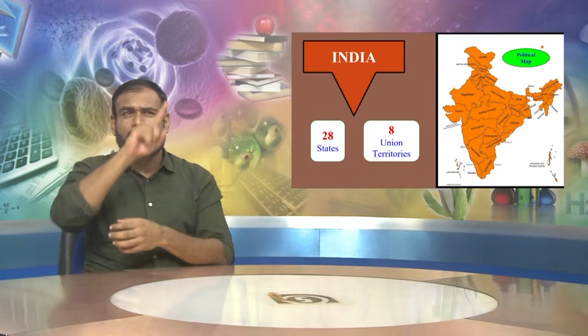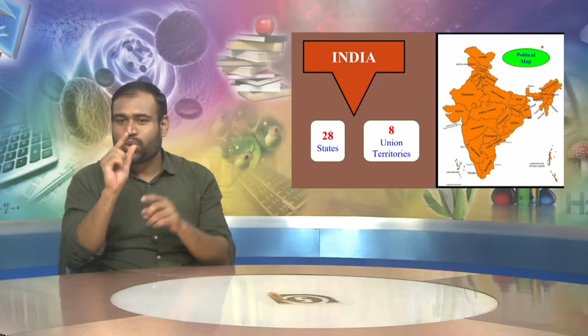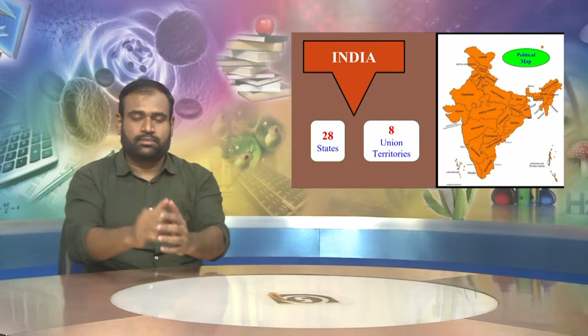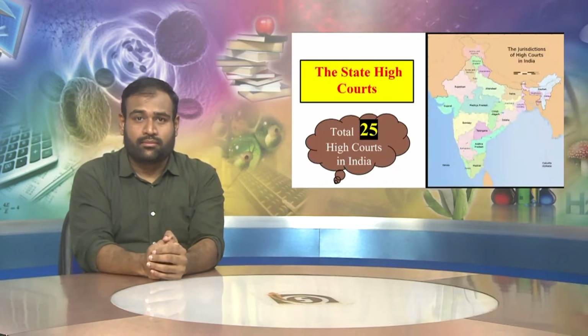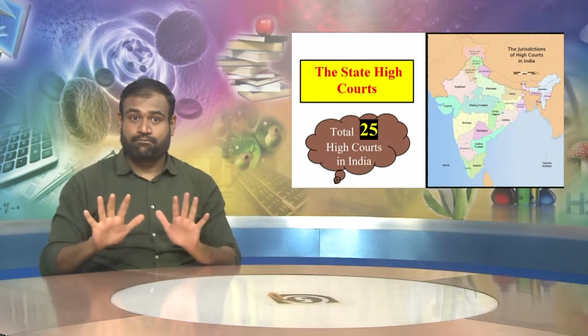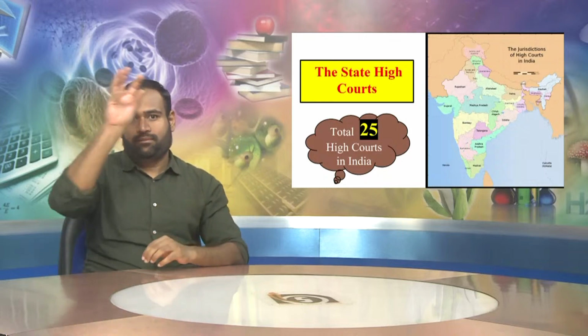In India, you all know that there are 28 states and 8 union territories. The total number of state high courts is 25.